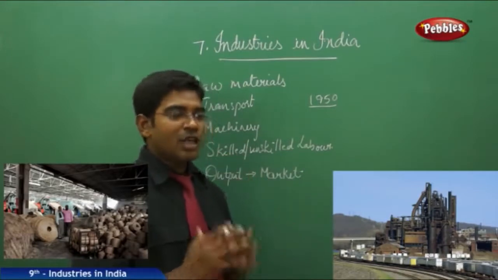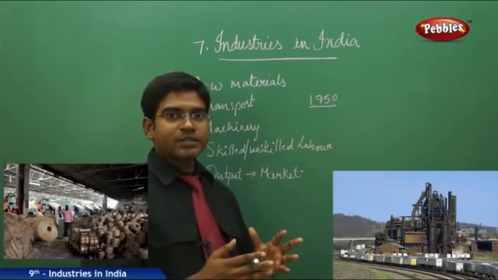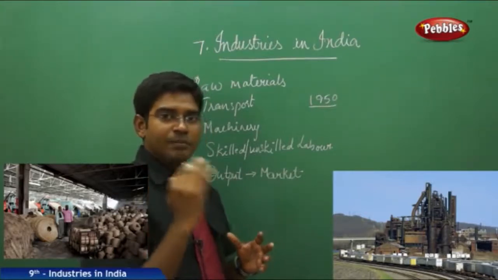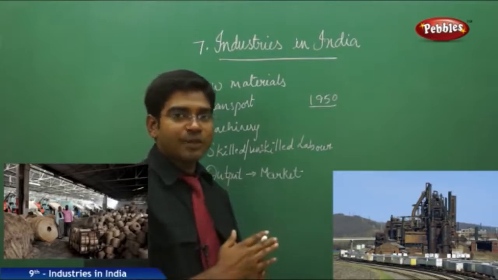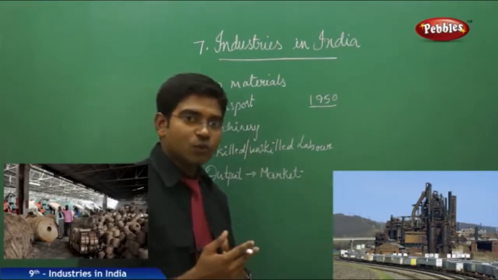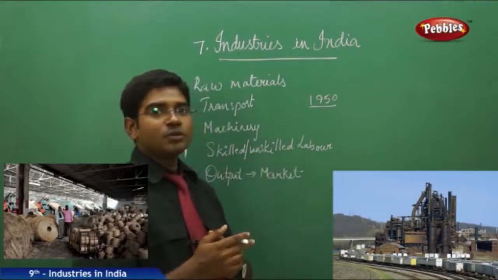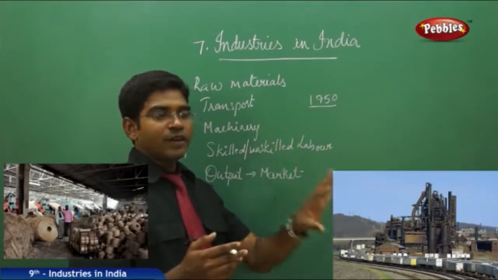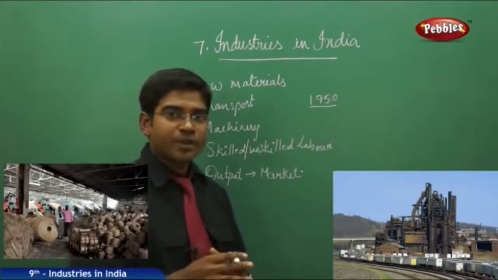Industries are the places where the raw materials are collected and cleaned, then they have to be made into the proper shape required, then skilled labor and machinery do the work, and finally you get the output to the market. The place where raw materials are converted into a final useful product is called an industry.